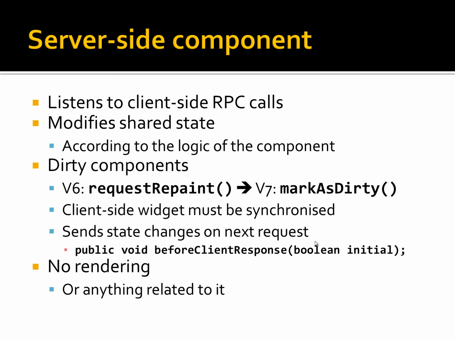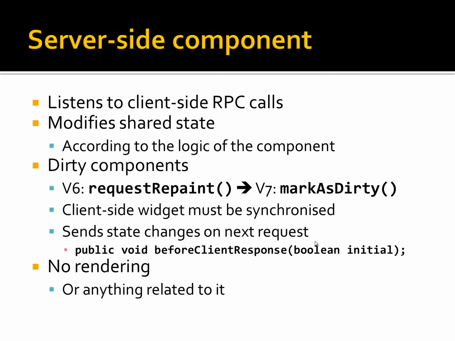Then the server needs to modify the shared state according to the logic. So if we select an item on the server side, then we probably want to determine the index of that item and then modify the state so that the selected item is now this one. I said earlier that there are these dirty components. In Vaadin 6 we used request repaint to force repainting the widget. Vaadin 7 introduces a concept of dirty component. So now we do not request repaint, we mark a component as dirty, and that means that the framework at the next possible opportunity will send the state information to the client.